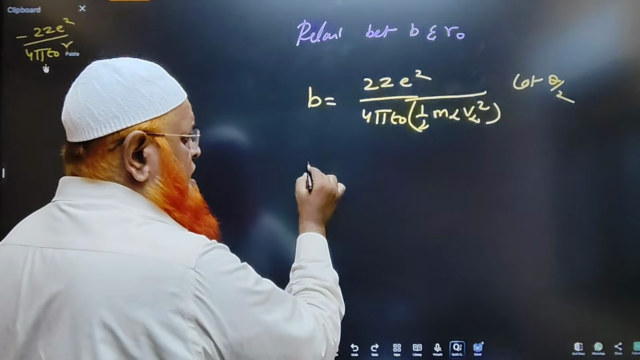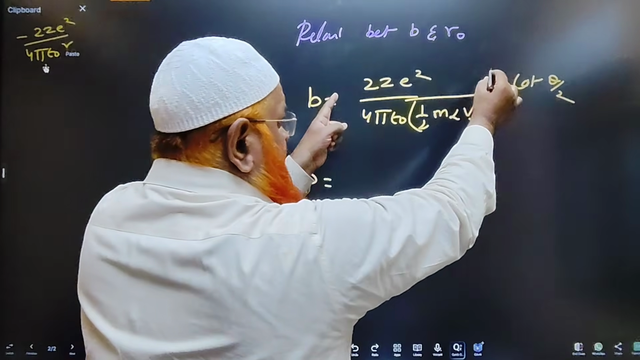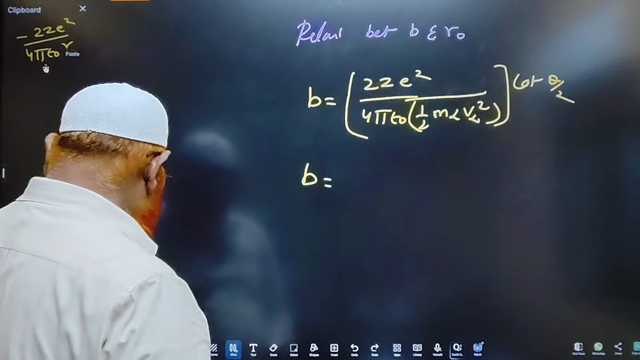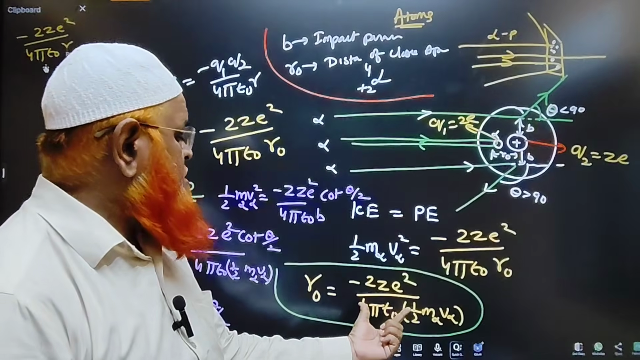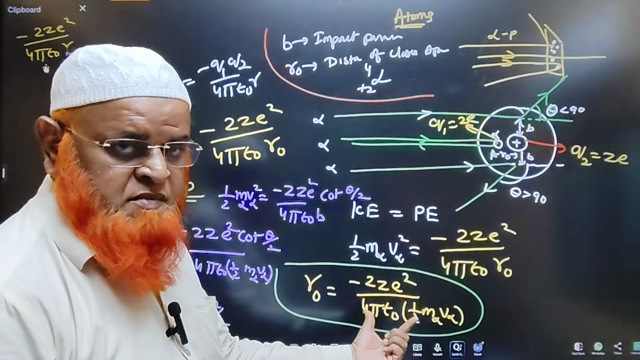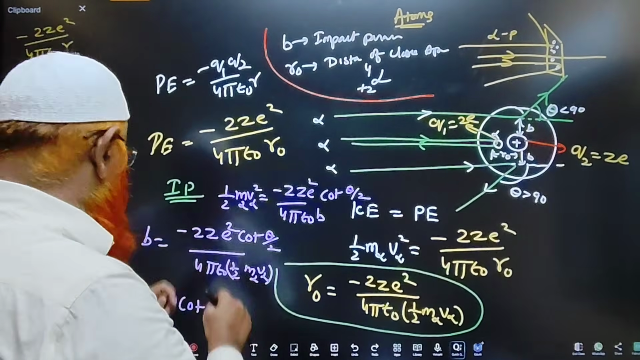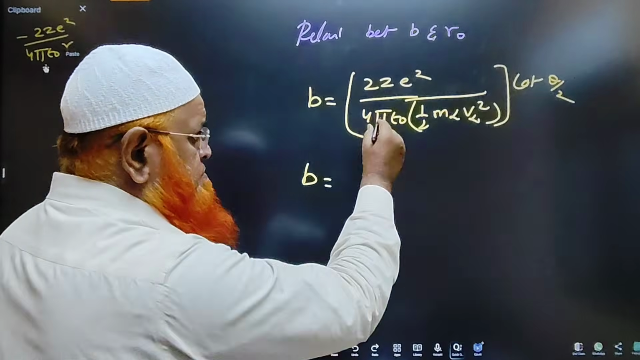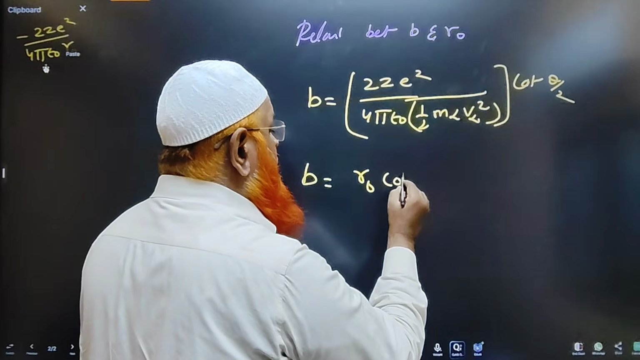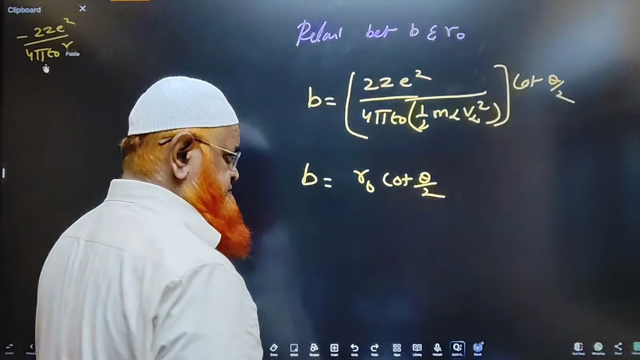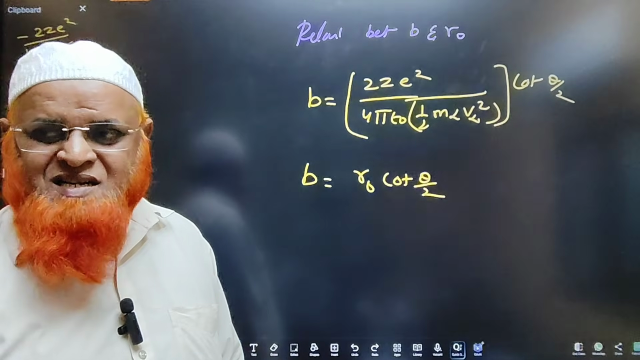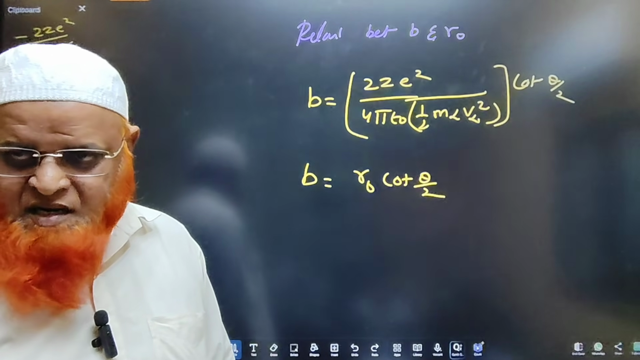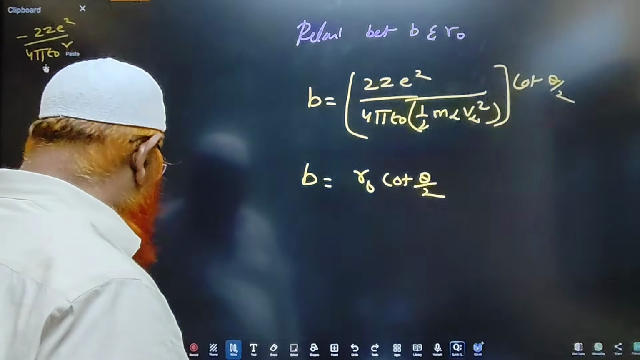So B, is it not the formula for R naught? Check it out. Is it not the formula for R naught? Extra here is only cot theta by 2. So with this it is understood that B is equal to R naught cot theta by 2. Is it clear what I am saying now? So I think you understood this one.